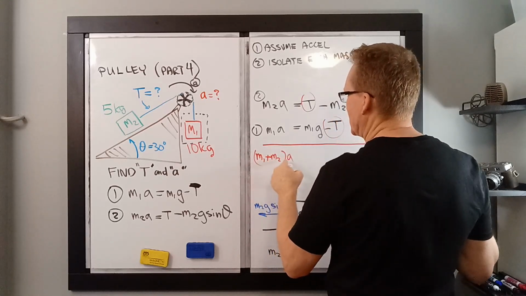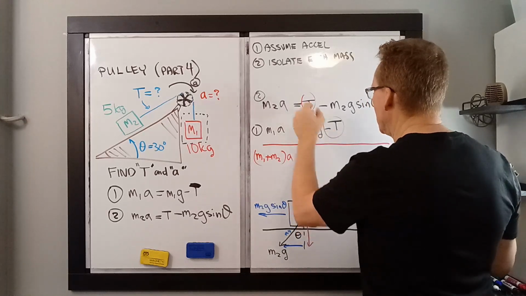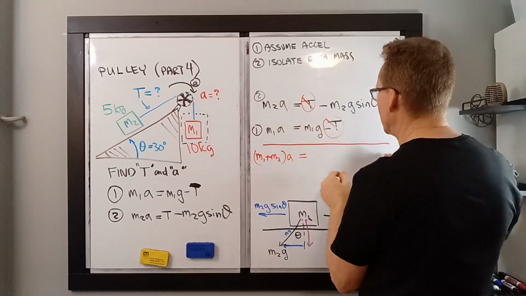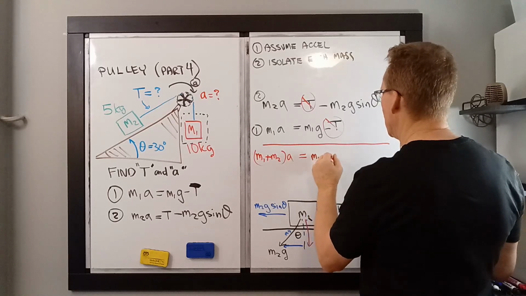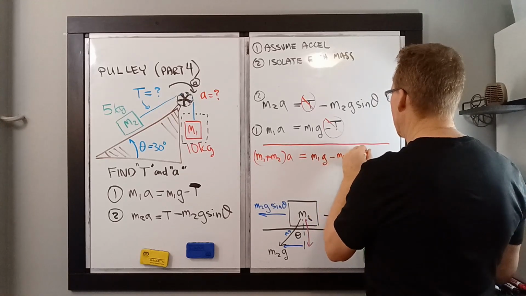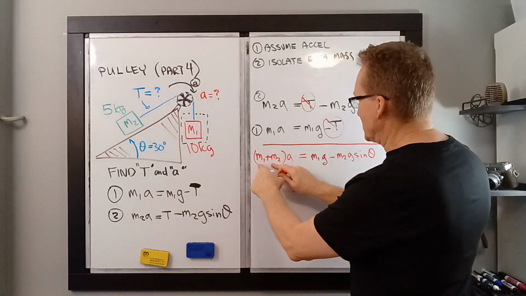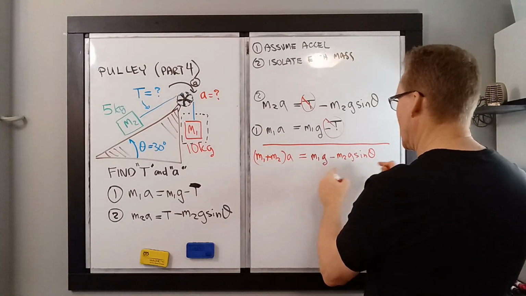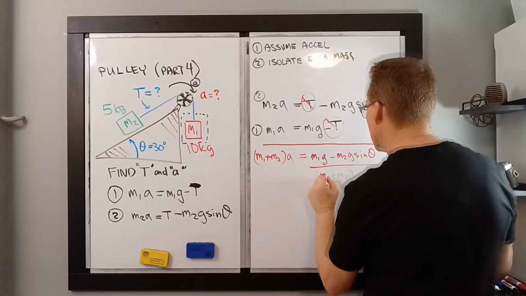So it's m1 plus m2 a is equal to, the T's cancel because there's a plus T and a minus T, and then we have m1g minus m2g sine theta. All right, we have the makings of something. We have m1 plus m2. Let's move that over to this side. Divide both sides by m1 plus m2.